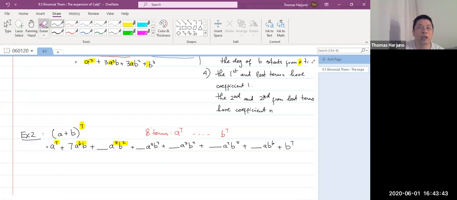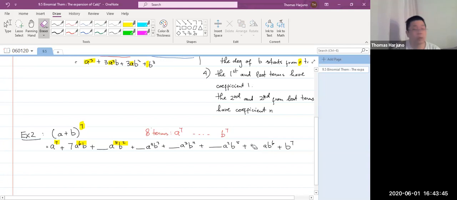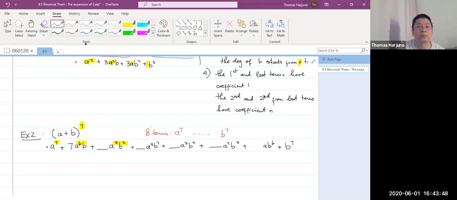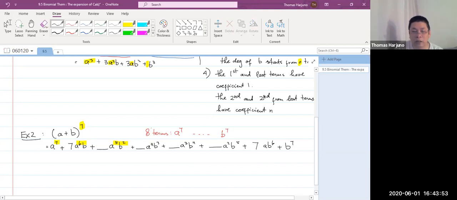Oh, you know what? We actually know this thing. What should this be? Yeah, the second term and second from the last, the coefficient is n. So this is the first thing we need to know: if we have degree of n, in this case degree 7, then I should have eight terms. 1, 2, 3, 4, 5, 6, 7, 8. There are 8 terms.